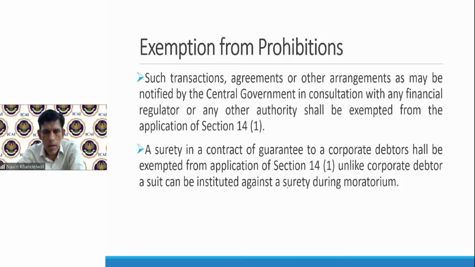Very important, friends. People have started taking advantage of the moratorium, and they come to the court and say that the moratorium applies even to my personal property. This is not allowed. Or a guarantor cannot come and say that the moratorium applies to him also as a guarantor. No, it does not. Or any other agreement or arrangement which the government notifies, in consultation with any financial regulator or other authority, that it should be exempted from such reliefs or prohibitions, then that will be notified. So the moratorium does not apply to individual property or to a surety in a contract of guarantee.